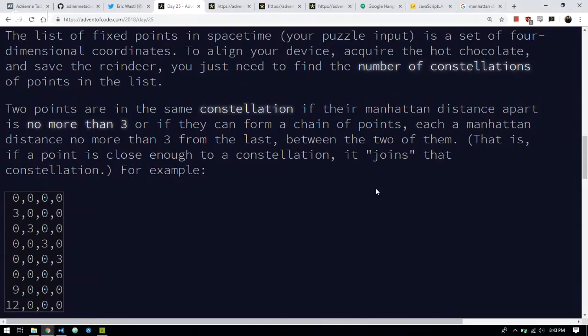I know that the max is no more than 3, but once you get into the code, I reference this, I go back and forth, and I keep rereading to make sure what I've implemented is actually what it's asking for, because most of the time it's not. And even reading it here right now to you, it's still a little confusing. It takes time to break it down. So no more than 3 from the last between the two of them.